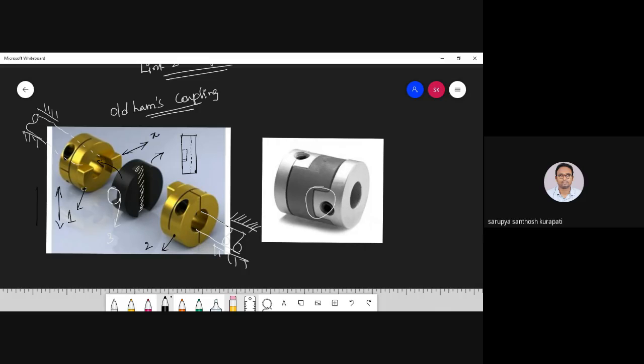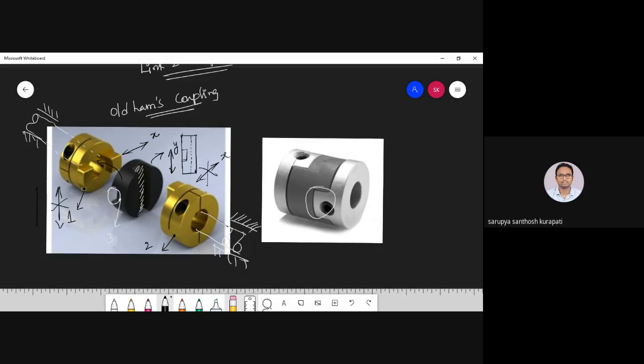Have you got it? Please say yes if you got it. Yes, sir. Okay, now concentrate on link 3 and link 2. If I connect link 2 to link 3, along the y-axis you have relative motion. It can slide along the y-axis. But along the x-axis, it is restricted. Similarly, with 1 and 3, the y-axis is restricted, and between 3 and 2, the x-axis is restricted.